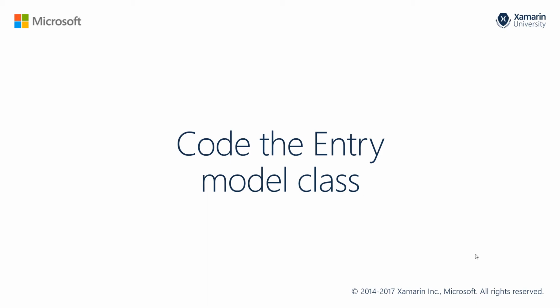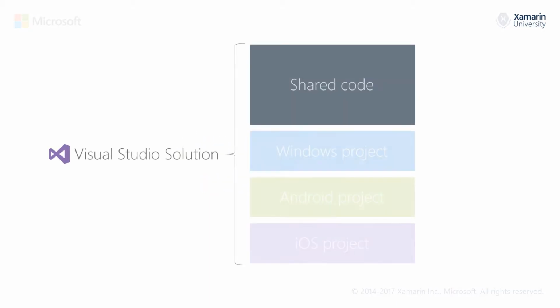Here we're going to work on the data layer for our Minutes app. We're going to code a class named Entry to store the data for a single meeting. All the code we write here is going to be platform agnostic, which means there's no Windows, Android, or iOS specific API calls in it, and it can all go in our shared project.